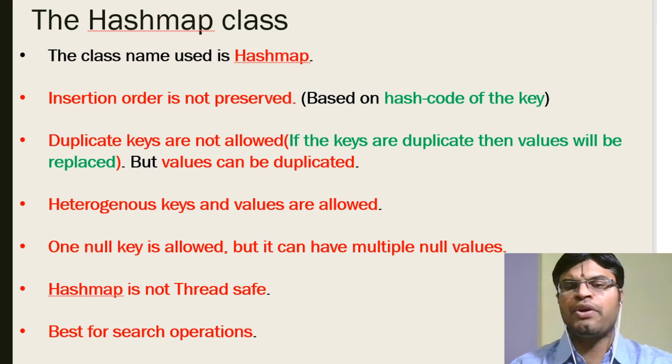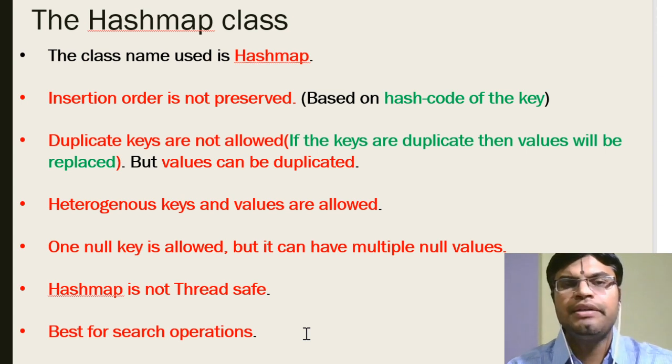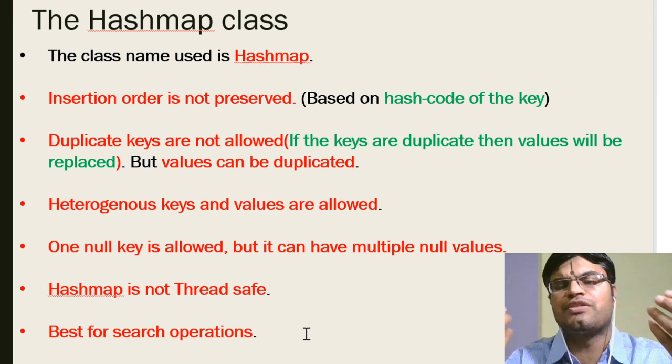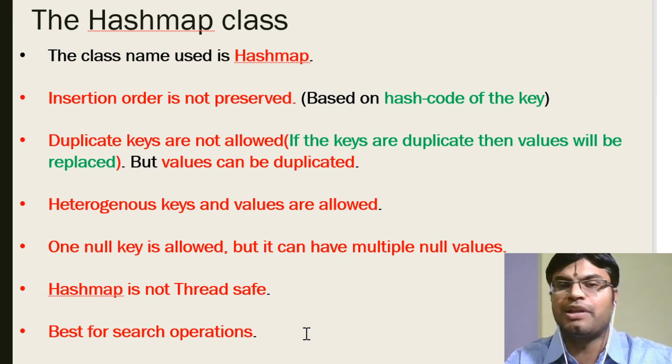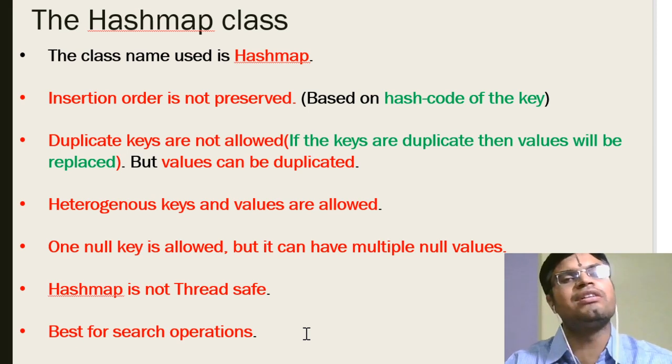Alright, so the first point you can see here is that the class name used for hash maps is HashMap, right? It's very similar to hash tables. The underlying data structure used by hash maps is also a hash table itself. The second point is that the insertion order is not preserved.